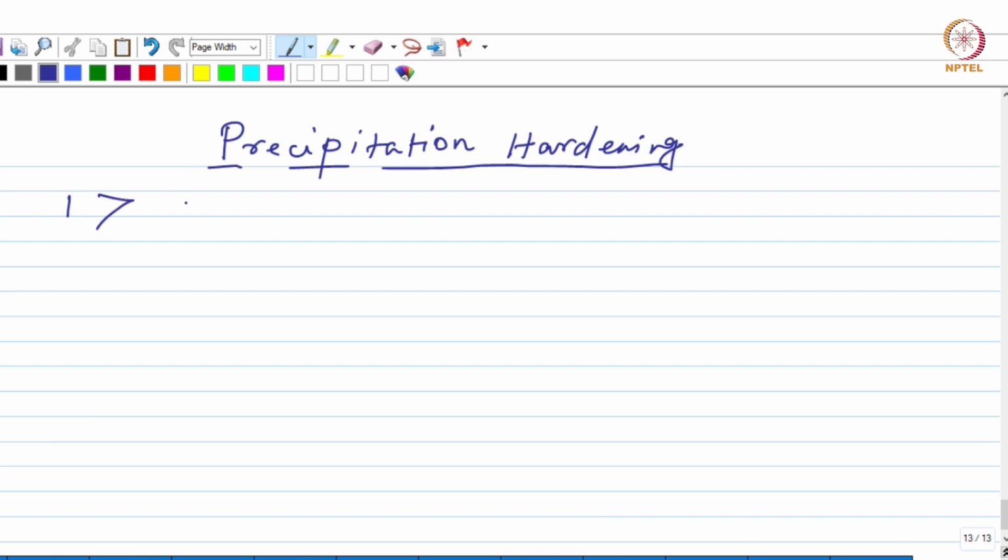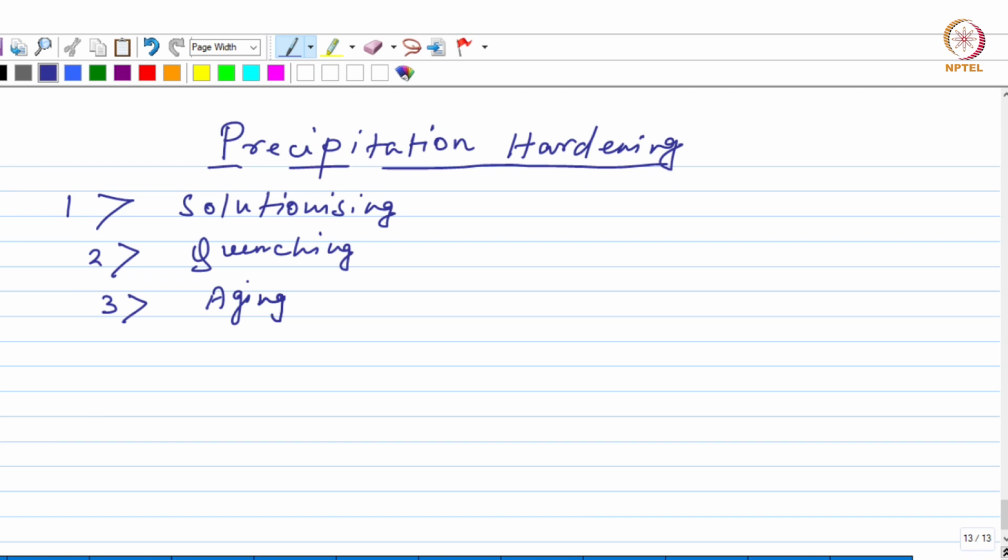And these are solutionizing, followed by quenching, and then finally aging at a particular temperature. Right, and what happens in each of these stages, that is what we started discussing in the previous class.